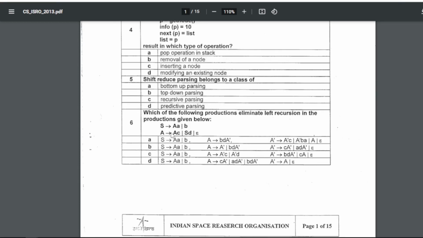Now question number 6 is, which of the following productions eliminates left recursion in the productions given below? You can see that this is the grammar that we have, and it is asking for the production that eliminates left recursion. If you solve this, you will get the answer as B, that is S to AA', A to A'B | D, A' to CA' | CDA' | epsilon. So your answer will be B here.